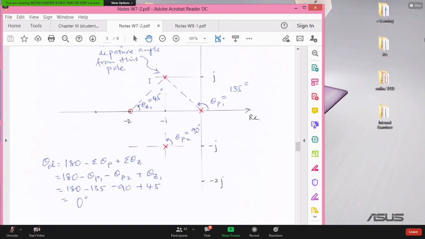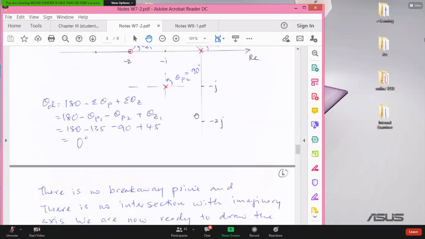0 degrees means that you go straight to your right. But in the example that we discussed today, we don't have this zero. We have no zero. We only have 3 poles. So all you have to compute is theta p1 and theta p2. Theta p2 is 90 degrees, but today theta p1 here is not 135.